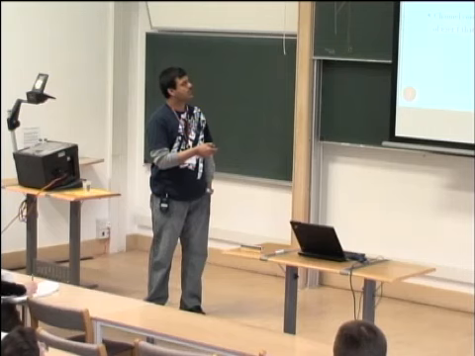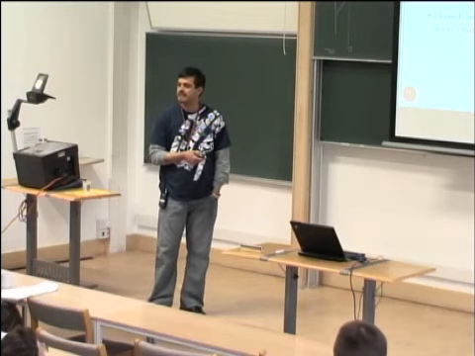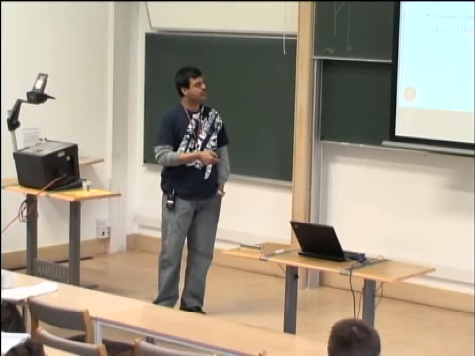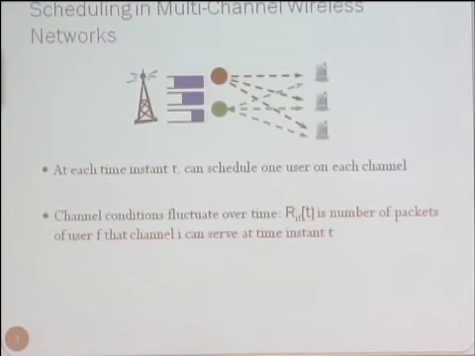So if you schedule a particular user, let's say over this channel, there's a certain rate at which data can be transmitted, meaning a certain number of packets can be transmitted over the channel. Let's call that R_{i,f}(t), which is the number of packets that user f can transmit over channel i at time instant t. This information is assumed to be known to the base station, which is the one that makes the scheduling decisions. At each time instant, there is some information collected about the channel, so the base station knows that if I schedule this user for transmission over this channel, then I can get X packets through, whereas if I schedule some other user on this channel, then a different number of packets can be transmitted, and so on.